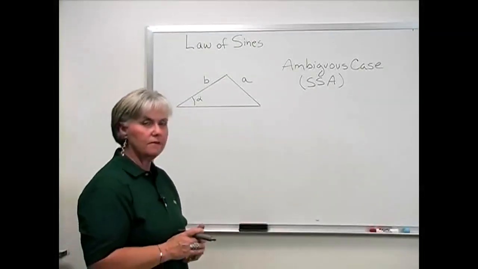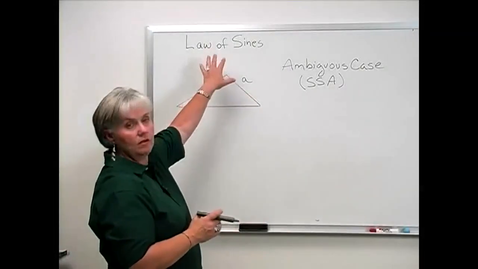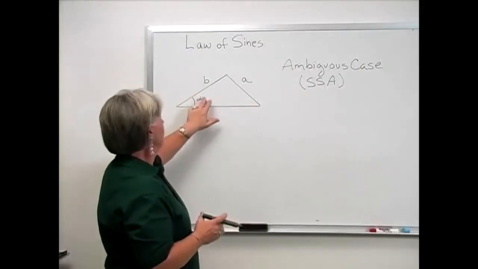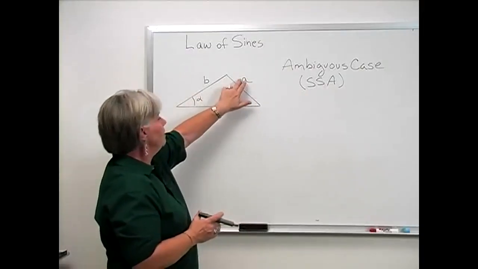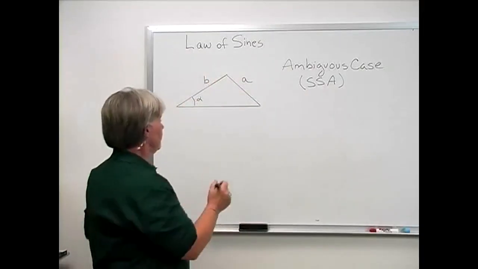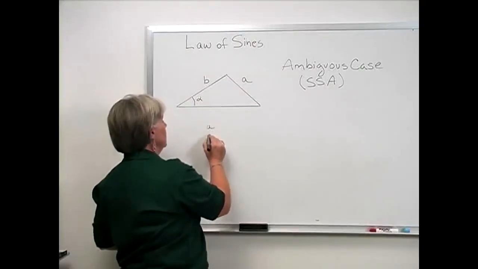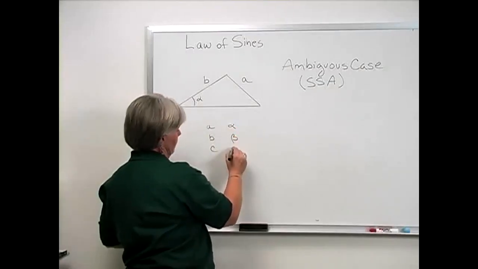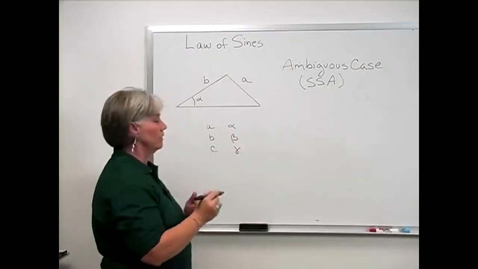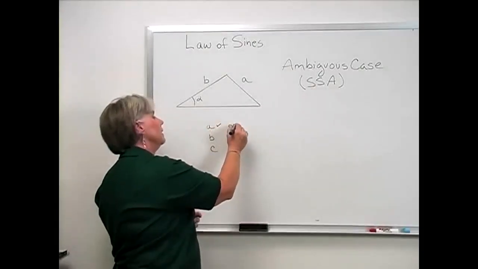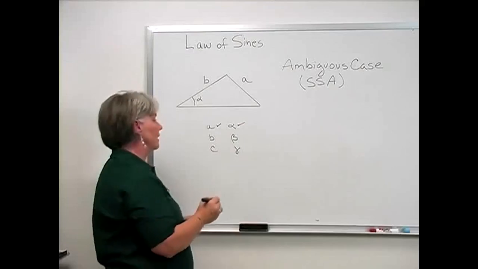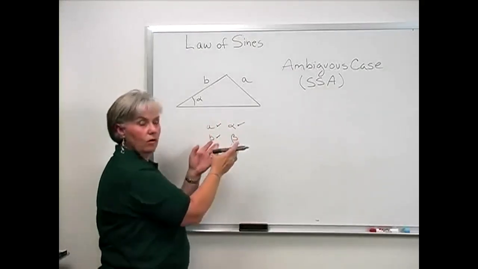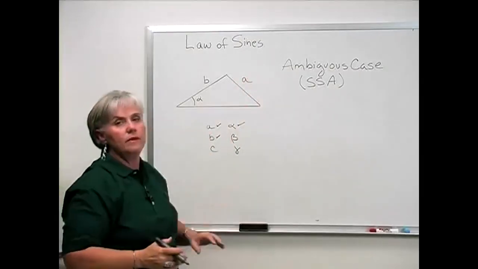Now we're going to look at something called the ambiguous case within the law of sines. And this is when you have side-side-angle. You have an angle, the side opposite that angle, and one other side. If you set it up in your little chart, with the three sides and the three angles, and you're given one side and the angle opposite that, and either of the other two sides, it doesn't matter, and this can be in any order, then that's what we call the ambiguous case.